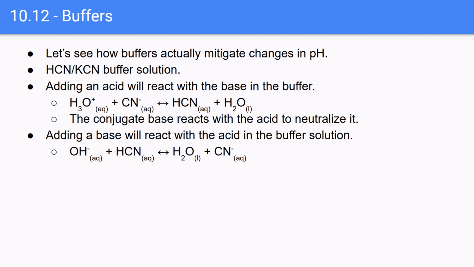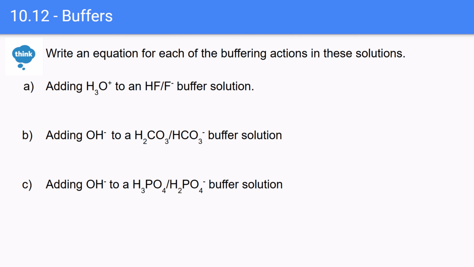Pretty neat, isn't it? So again, as we figure this out and we figure out what we need to write, we need to consider, okay, are we putting in an acid or are we putting in a base? If we're putting in an acid, H3O+ is going to be one of our reactants. It's going to react with the base. If we're adding in a base, then OH- is going to react with the HCN. Both will produce water and the opposite component that is a part of the buffer solution. Let's see how that works here in just a moment.